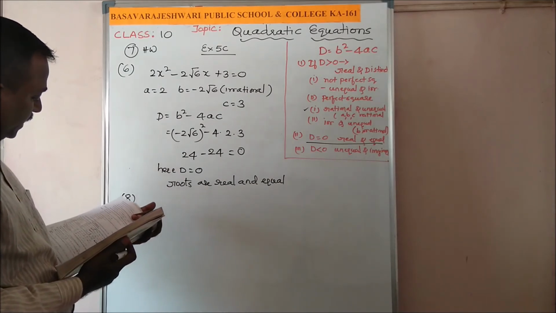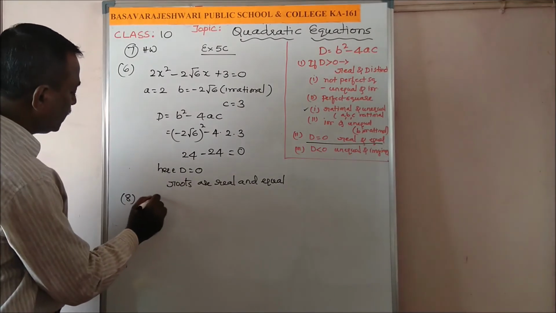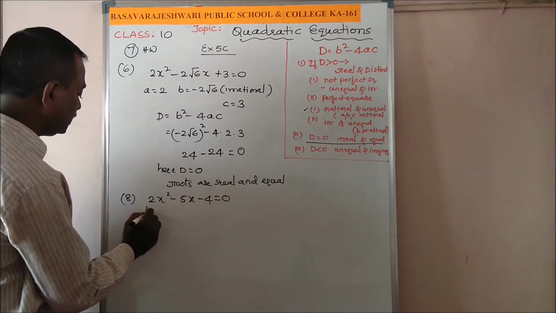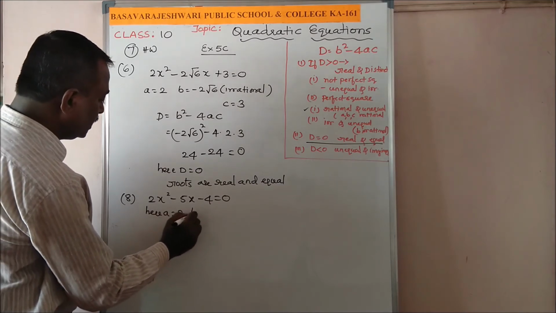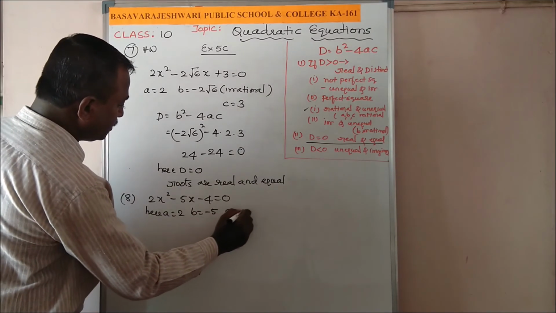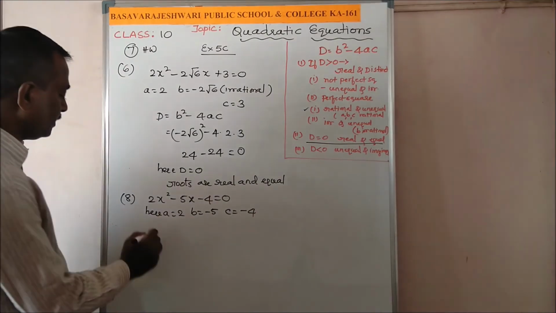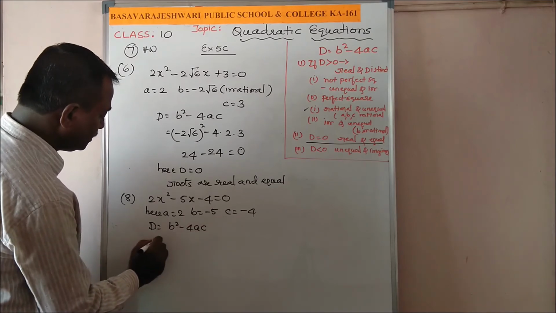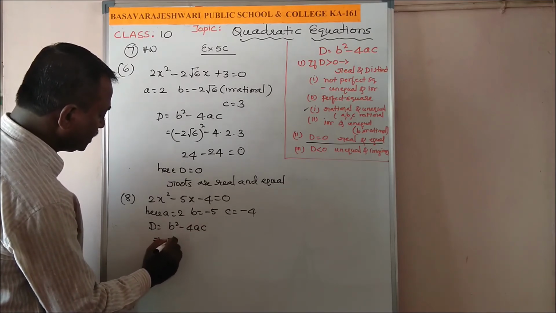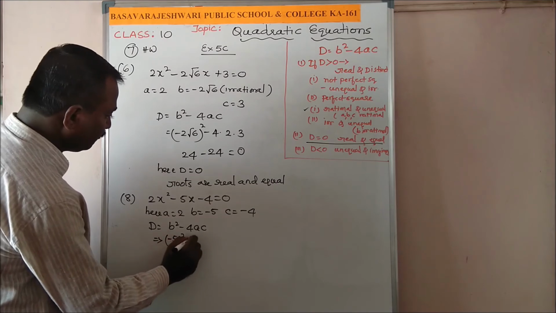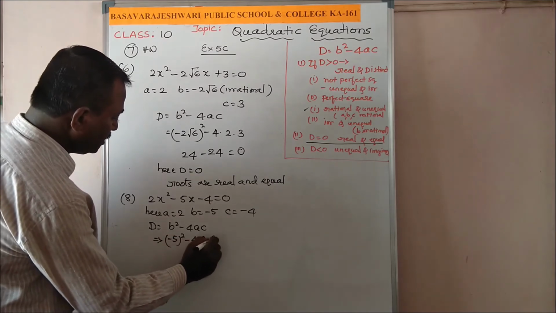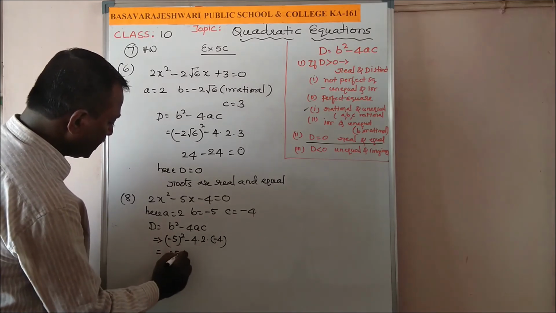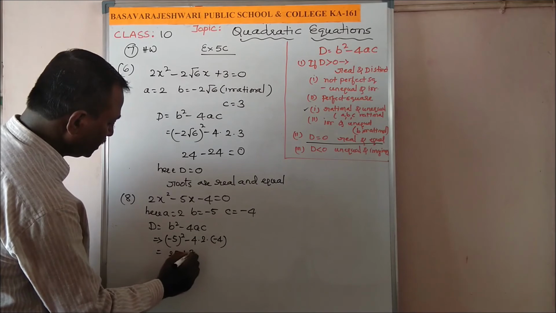2x² − 5x − 4 = 0. Here a = 2, b = −5, c = −4. What is the discriminant? D = b² − 4ac. So this implies b² means (−5)² minus 4 into a, which is 2, into c, which is −4. That is 25 plus 4 into 4 is 16, 16 into 2 is 32.